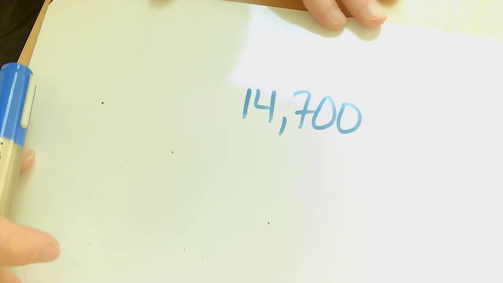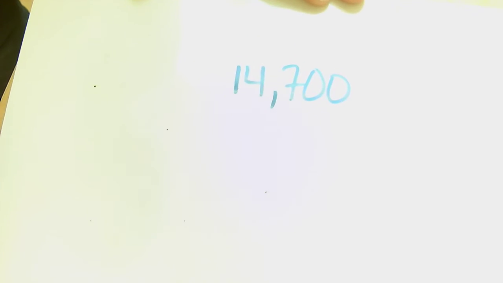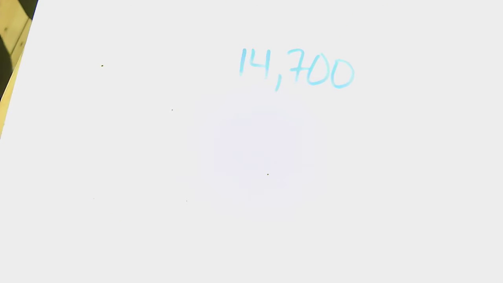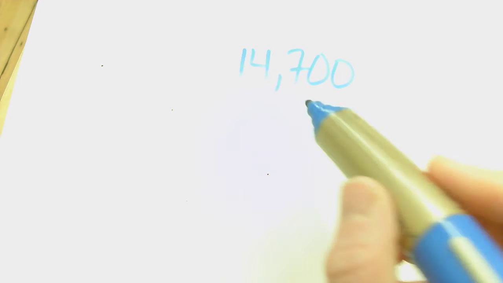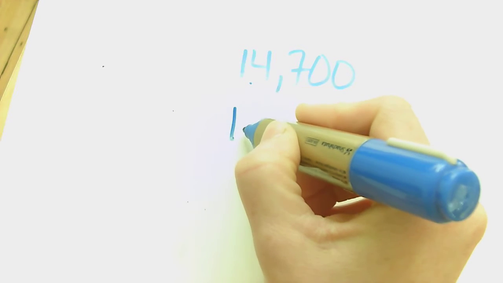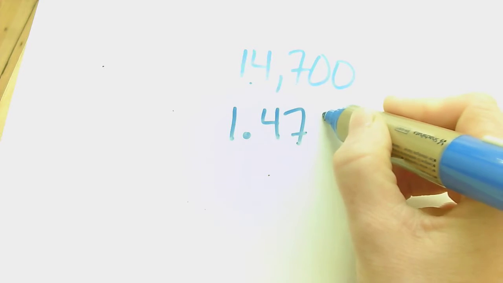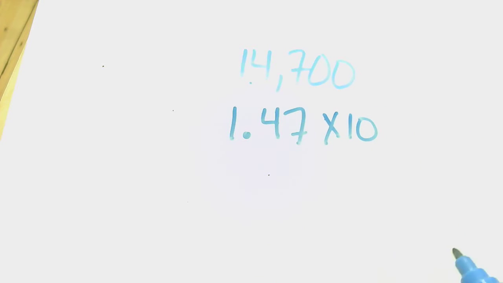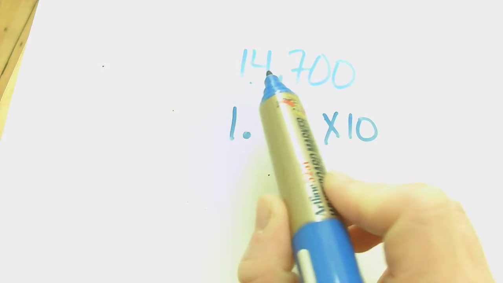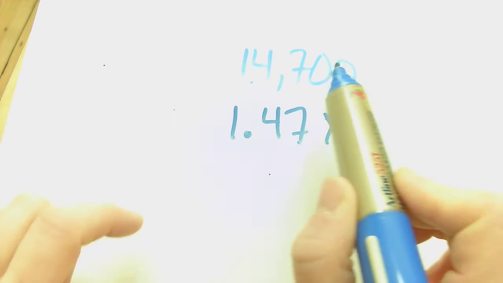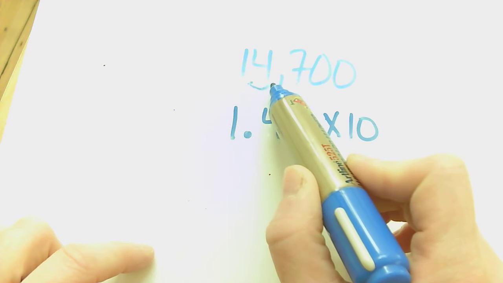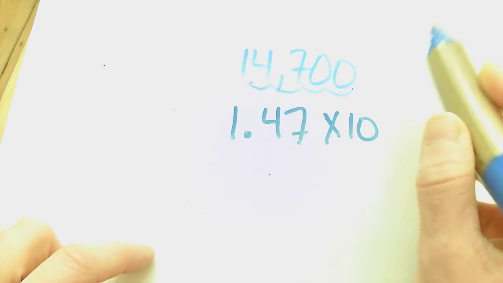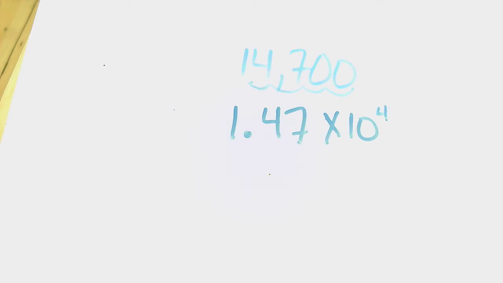Sorry about that. If you remember from yesterday when we talked, scientific notation means that you are writing a number between 1 and less than 10, and then times 10 to a certain power. So in this case, I'm going to move the decimal point to right here, and I'm going to write 1.47 times 10. And then we have to figure out, to get 1.47 to turn back into 14,700, we would have to multiply by 10 1, 2, 3, 4 times. So it would be times 10 to the 4th power.